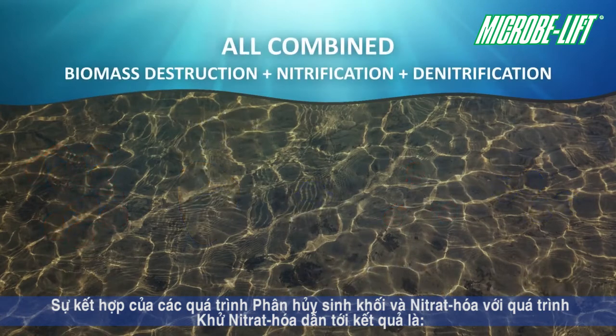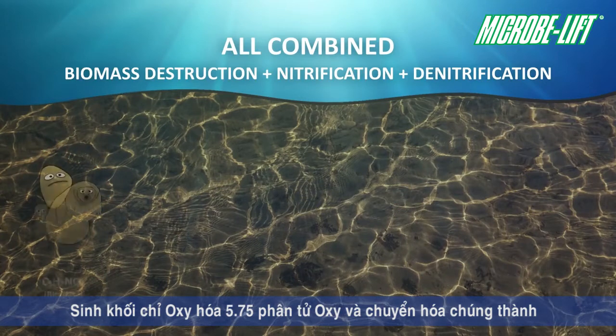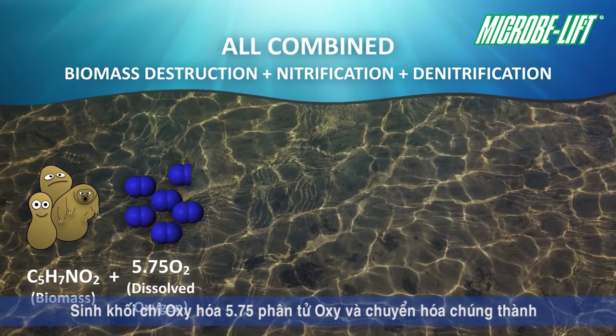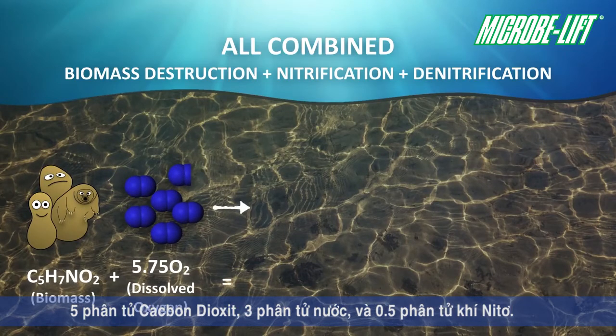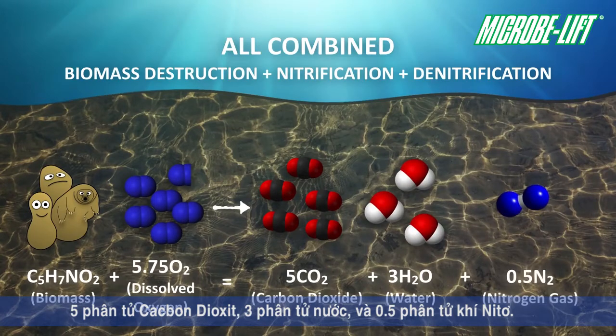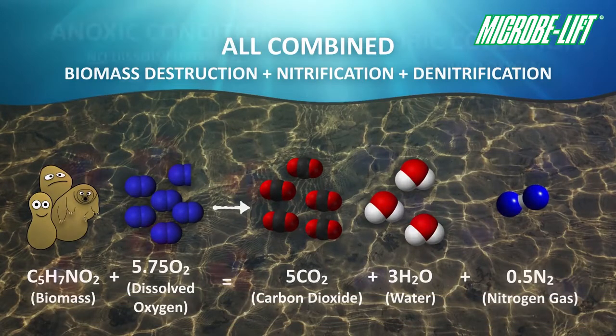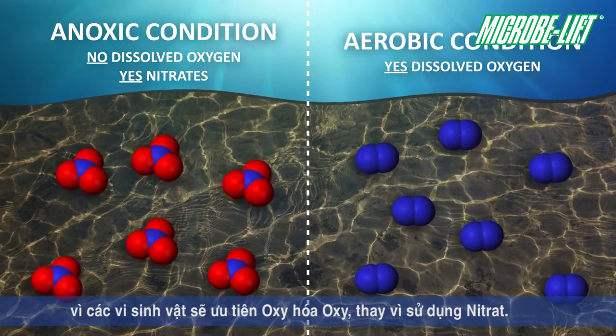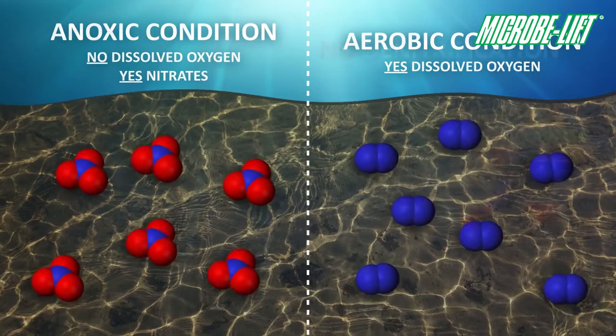Combining the biomass destruction and nitrification with the denitrification step results in the biomass oxidizing only 5.75 moles of oxygen and reducing it to 5 moles of carbon dioxide, 3 moles of water, and half a mole of nitrogen gas. It is very critical in the denitrification process to create an environment without oxygen, because microorganisms will prefer to oxidize oxygen instead of nitrates.